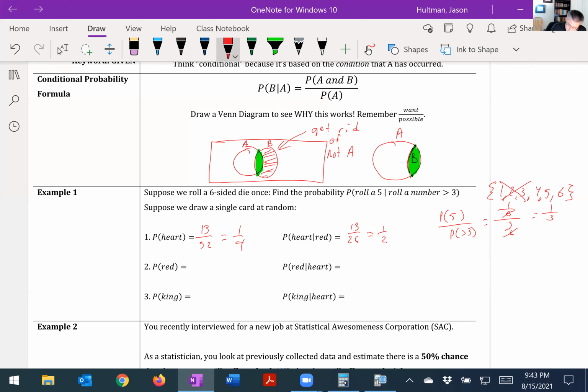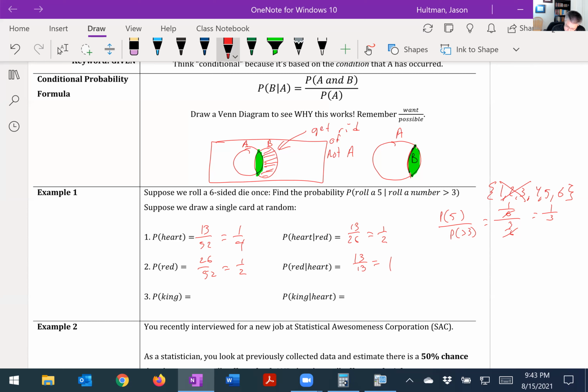Okay, what's the probability of a card being red? Well, it's going to be half. It's going to be 26 out of 52, 1/2. What's the probability of a card being red, given that I already know it's a heart? Well, it's 100%. You can't have a heart that's not a red. So this is 13 red hearts out of 13 hearts, right? So that's 1, 100%.